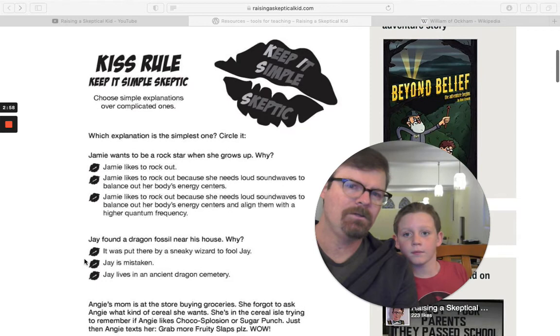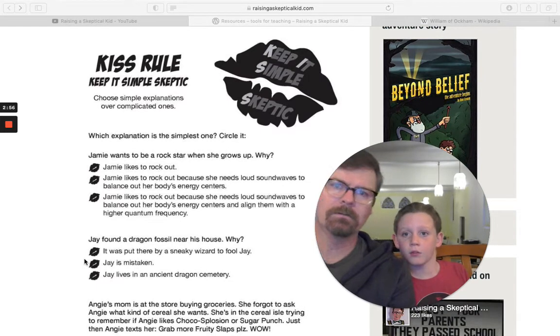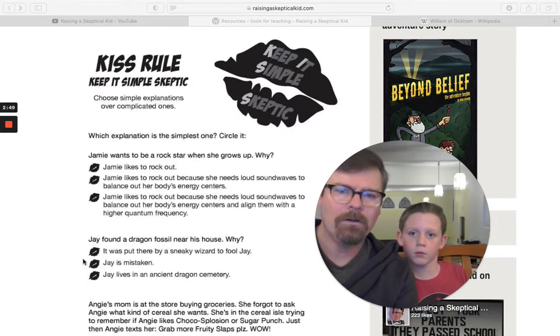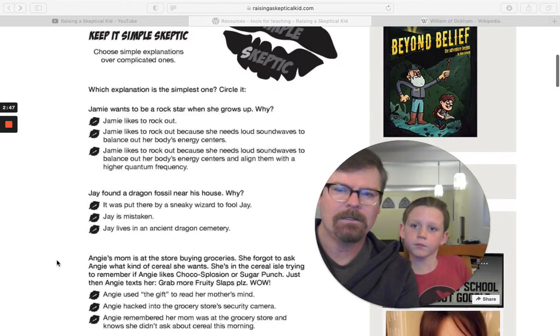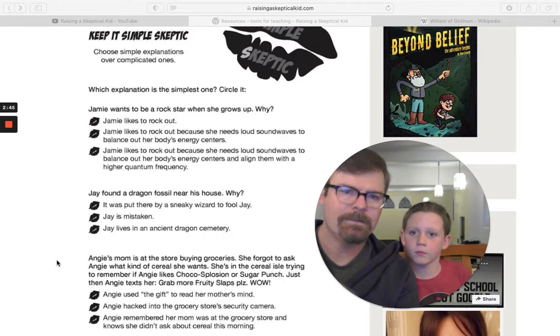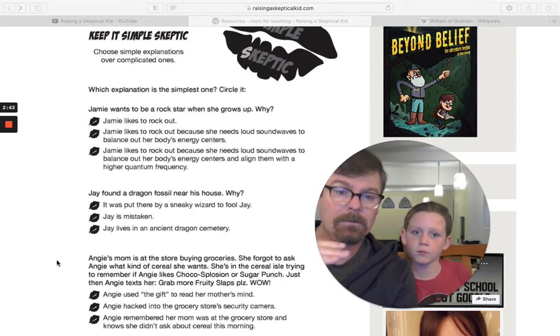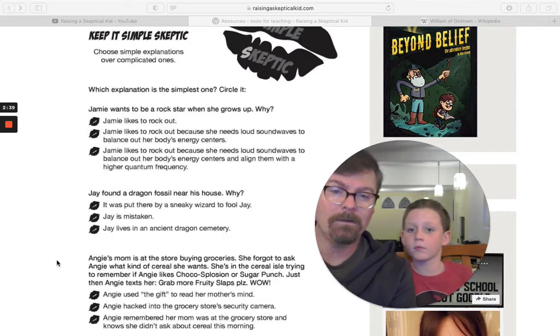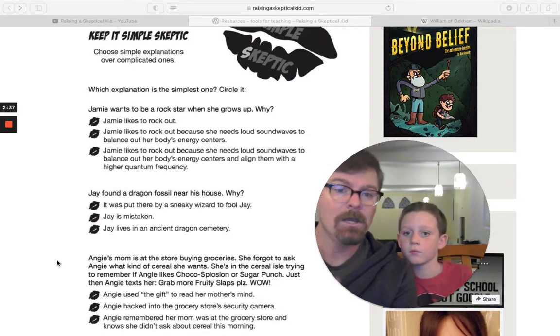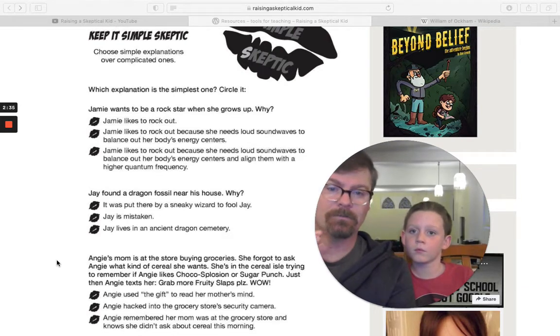At the top, can you read what it says at the top? Choose simple explanations over complicated ones. Right. And in each part of this worksheet, it gives you something that's been observed and then different explanations. And then your child picks which one is the best explanation using the KISS rule. So let's look at this first one.